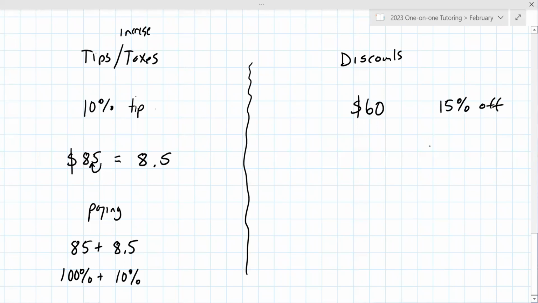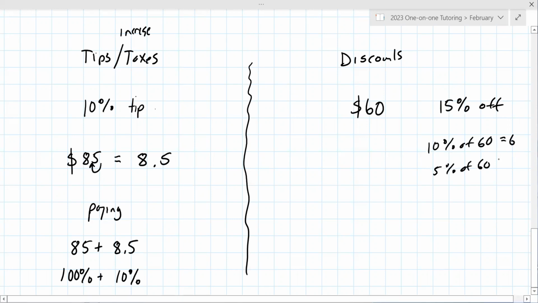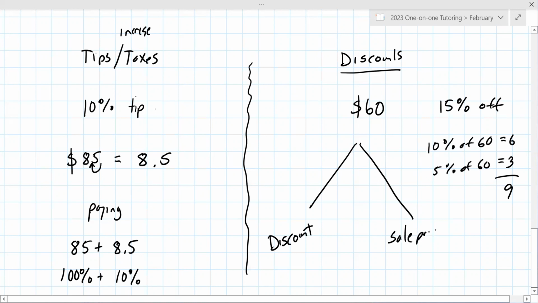Well, if we take 10% of 60, that's 6, and then 5% of 60, that's half of 6, that's 3. That's $9 off. Okay. But when you get a discount, there's two things it could be asking you for. It could be asking you for the discount, but it could also be asking for the actual sale price. The sale price in this case is 60 minus 9 or 51. Okay. Now in terms of percents, that's 85%.